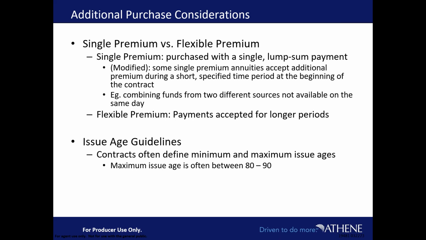Issue age guidelines are another thing you have to think about with annuity contracts. The contracts often define minimum and maximum issue ages. Maximum issue ages are usually between about 80 and 90. Some carriers go a little bit higher than others. For us, the highest we'll go on a fixed index annuity is 83, and the highest we go on a fixed annuity is 85. We just don't feel it's a good idea for folks older than that to be getting into a surrender charge period.